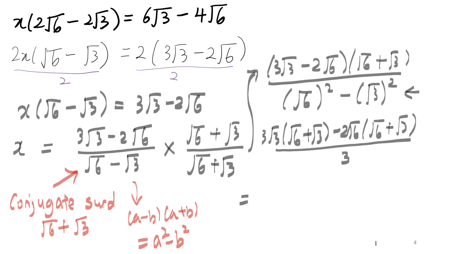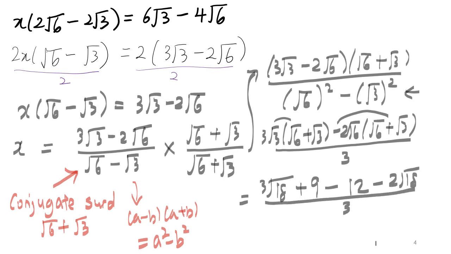Right, so what do we get? We get 3 square root 3 times square root 6. So that will give us 3 square root 18. And then 3 square root 3 times square root 3, so it will be 3 times 3, 9. Then 2 square root 6 times square root 6 will be 2 times 6, 12. And then plus times minus is minus, that will give us 2 square root 18. Then over 3. Alright, so let's simplify further. You can put your surds together and the numbers together. So 9 minus 12 is negative 3.